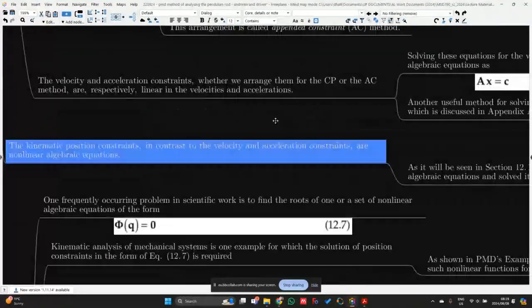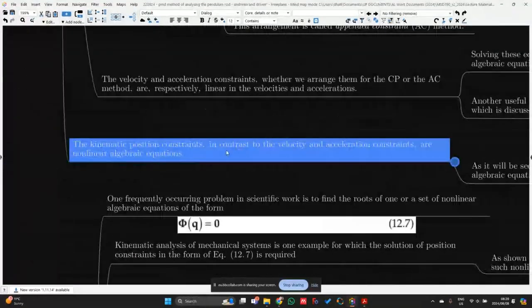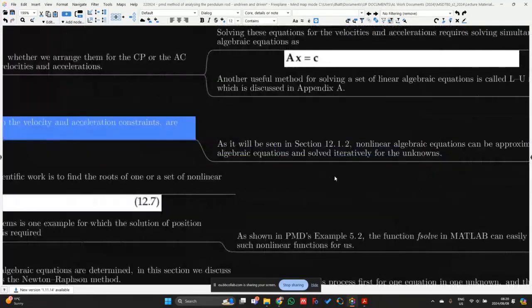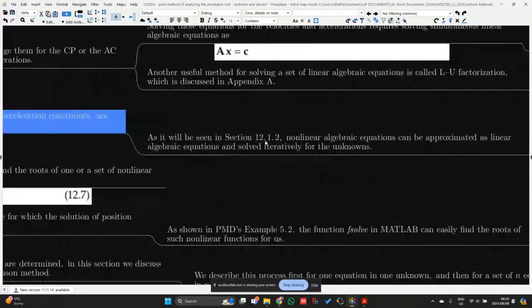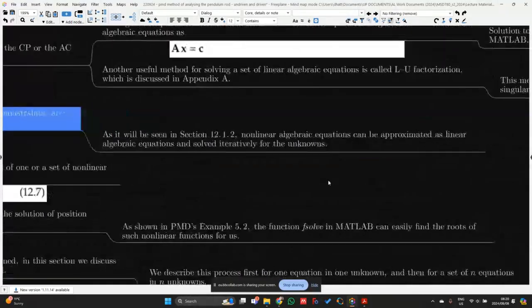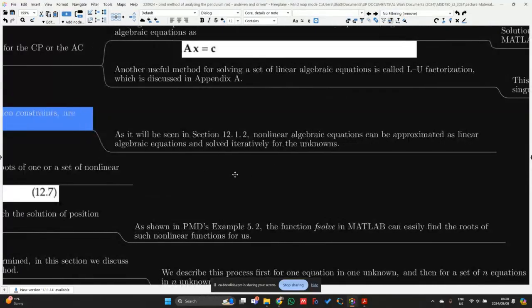Okay, so the kinematic position constraints, in contrast to the velocity and acceleration constraints, are nonlinear algebraic equations. As will be seen in section 12.1.2, nonlinear algebraic equations can be approximated as linear algebraic equations, and we can then solve them in an iterative manner for the unknowns.